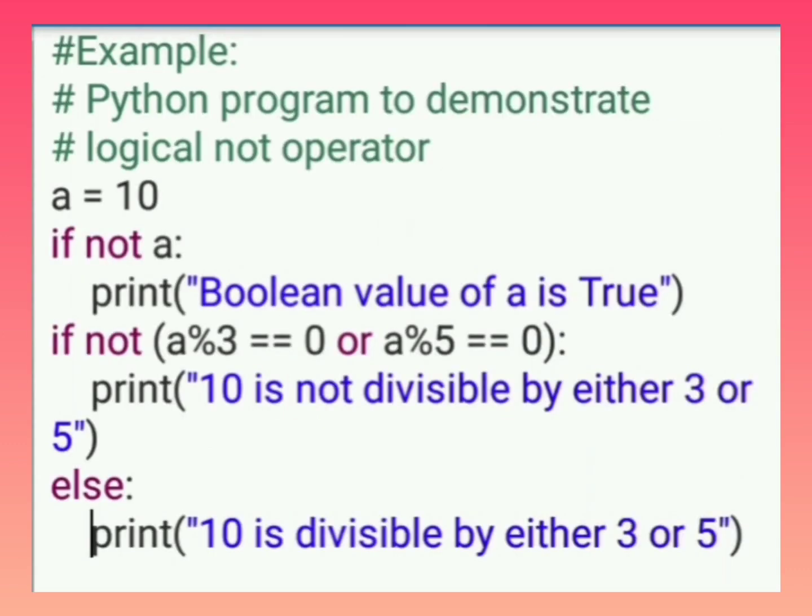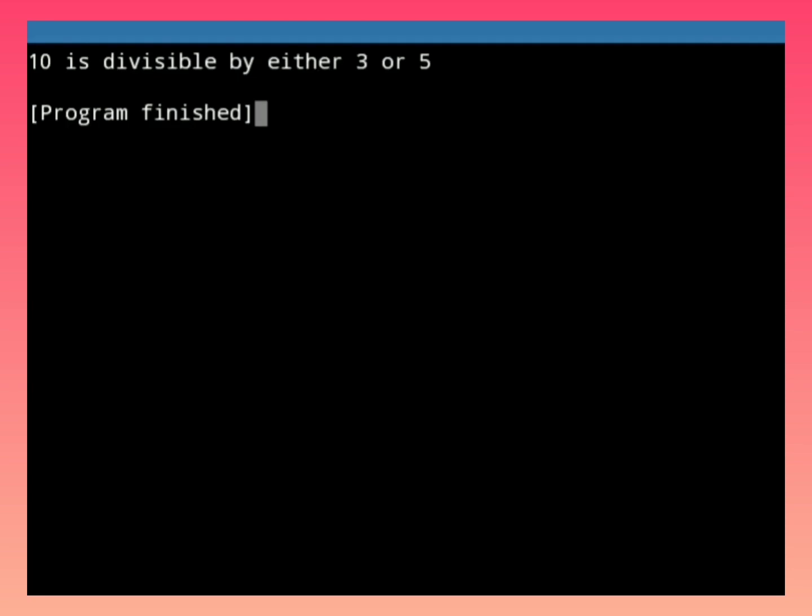Example: Python program to demonstrate logical NOT operator. A is equal to 10. If not of A, print Boolean value of A is true. If not A modulo 3 is double equal to 0, or A modulo 5 is equal to 0, print 10 is not divisible by either 3 or 5, else print 10 is divisible by either 3 or 5. We get the output as 10 is divisible by either 3 or 5.